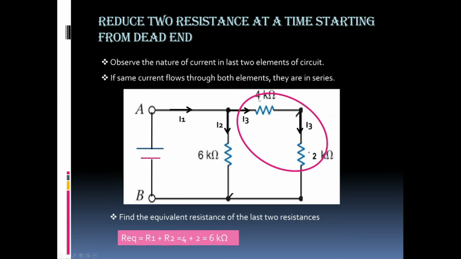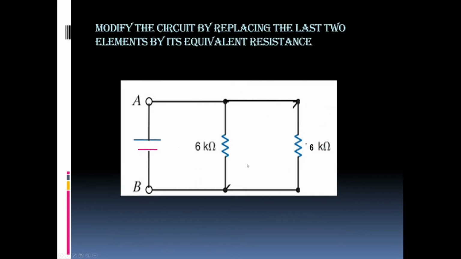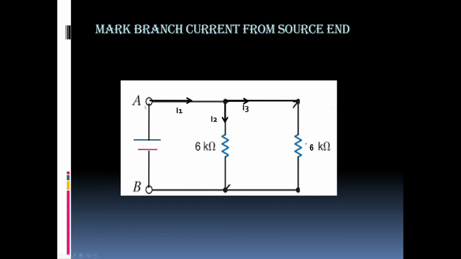In that case, you have to replace these two resistances with a 6 kilo ohm resistance. And here you go. Those two resistances are replaced by a 6 kilo ohm resistor. Now you have to mark the current from the beginning again. So the current I1 flows through. The I1 current splits into I2 and I3.